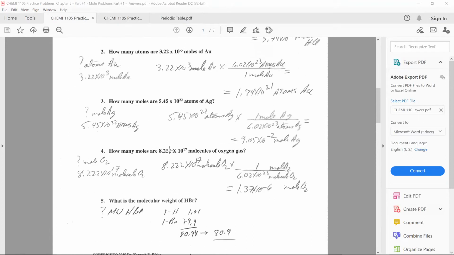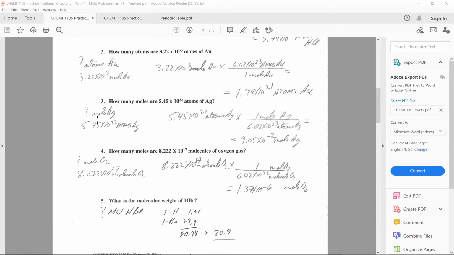All right, now, special request time. Somebody asked me, could I do one more from 1 through 5? Let's do number 3. How many moles are 5.45 times 10 to the 22 atoms of silver?